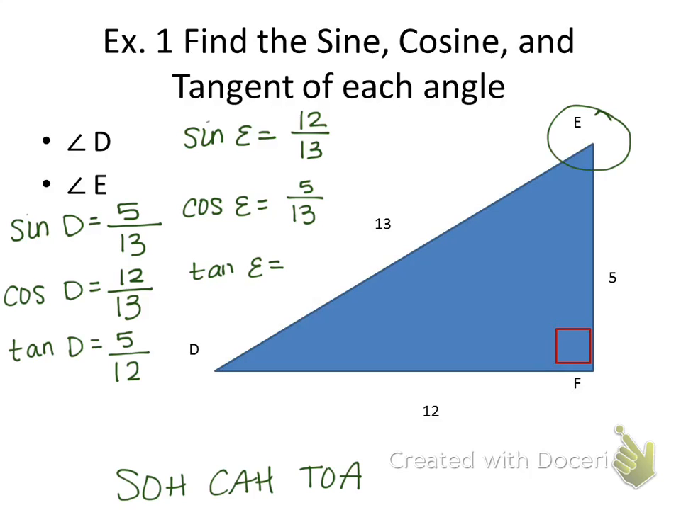Opposite over adjacent. So what is opposite of angle E? 12. And what is adjacent of angle E? 5. Again, remember, don't change that to a mixed number. Leave it just like that. Any questions at all over how to find sine, cosine, and tangent? Okay? Here's one more triangle that I'm going to do with you guys.